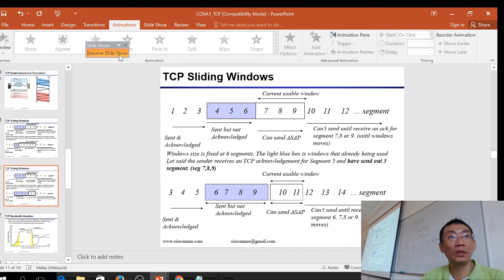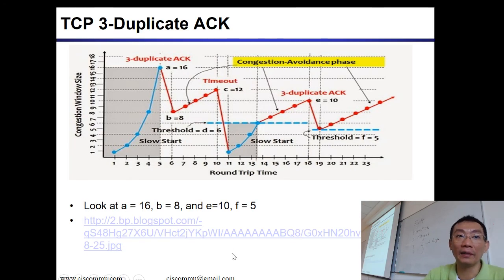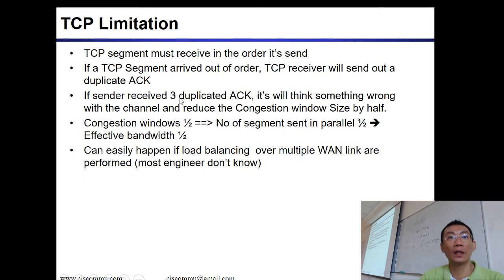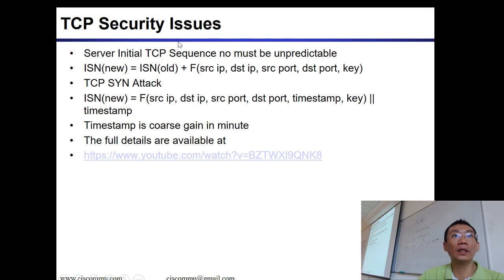Okay, now resume the slides. So this is duplicate ACK. This photo is taken from this website. Then you have a security issue. The security issue is that the initial server sequence number must not be predictable, and they're using this formula. To avoid TCP SYN attack, they're using this formula with a timestamp granularity in minutes. It might be a bit difficult for some of you to understand. You can watch the YouTube link from here. It's a 1-hour lecture from MIT.